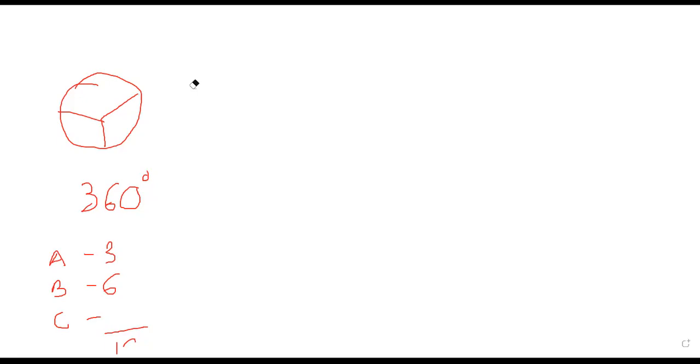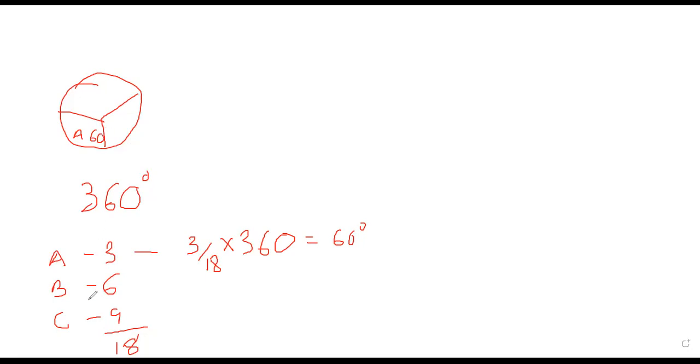So 18 is our total. So to find the compartment of A, we simply do 3 over 18 times 360. So we're going to find the degree of item A. 18 in 360 is 20. 20 times 3 is 60. So this is 60 degrees. So you can label, maybe this is your A, 60 degrees.